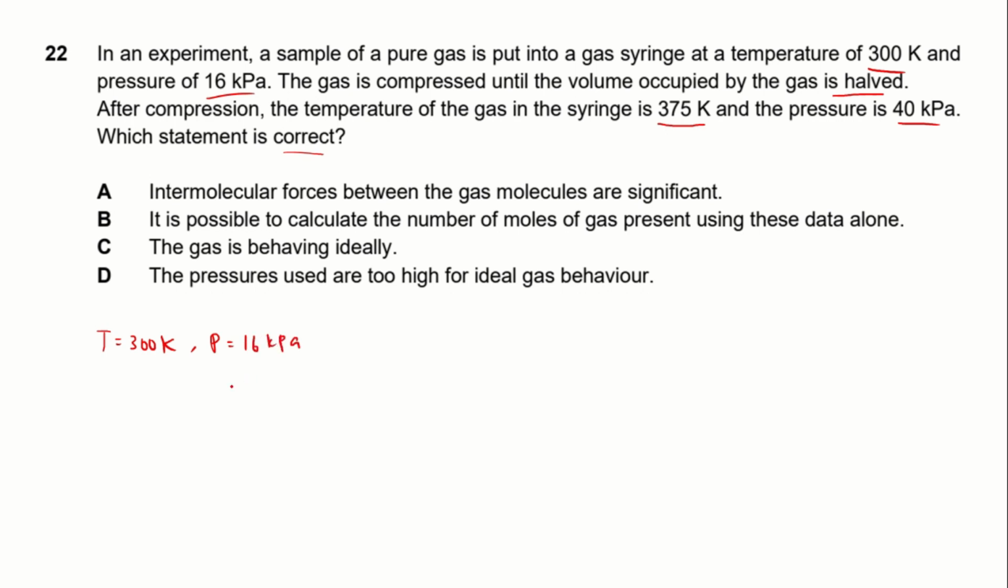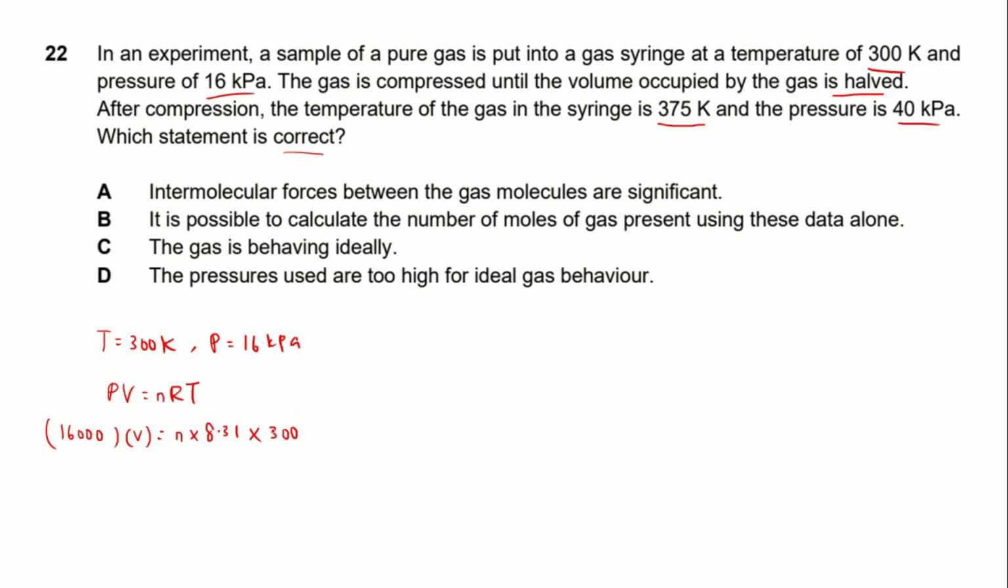You might be thinking that we can use PV equals nRT, the ideal gas equation, to calculate n. So let's try this. PV equals nRT. P is 16,000 Pascal. Volume here is not given. We are only told that it will be compressed to half of its original volume in the second experiment. n is unknown here. R is the gas constant, 8.31. T is 300. It is given in the question.